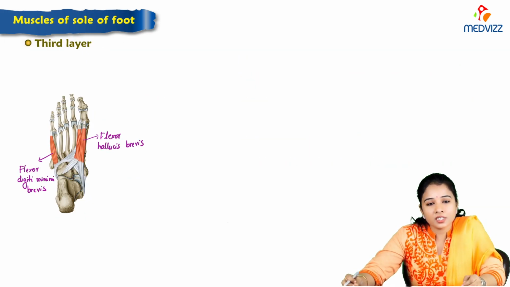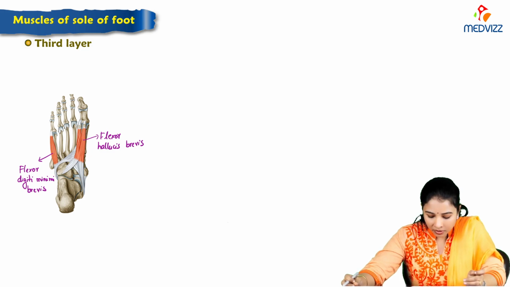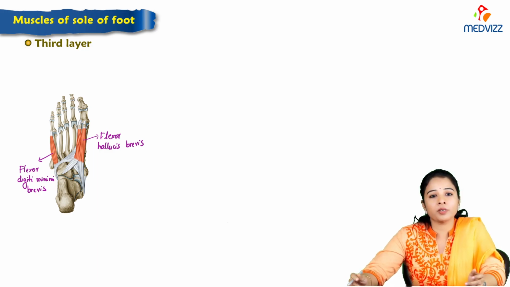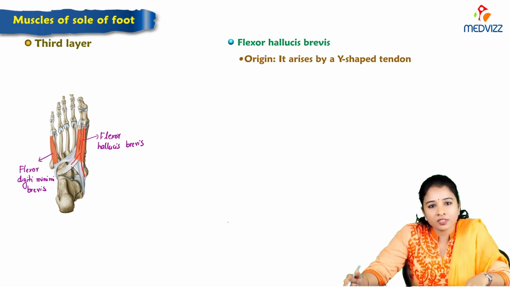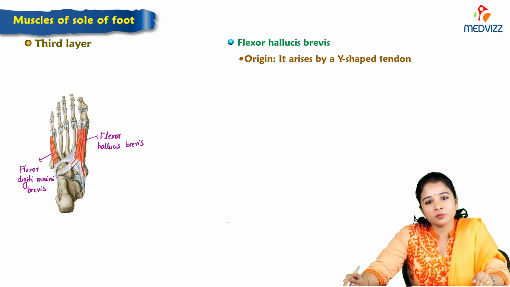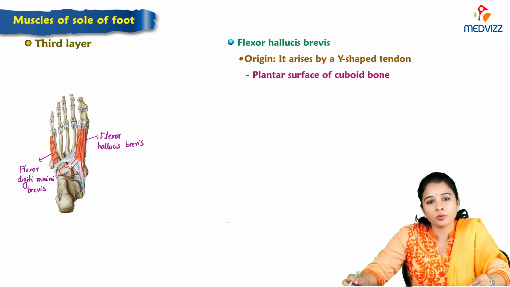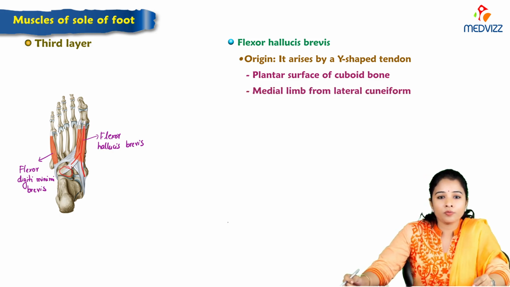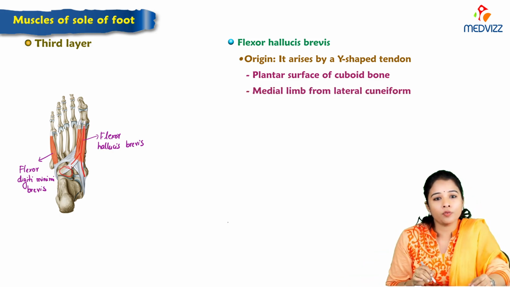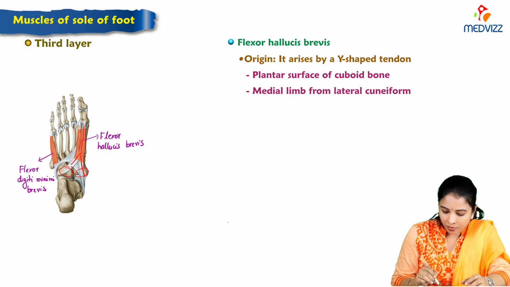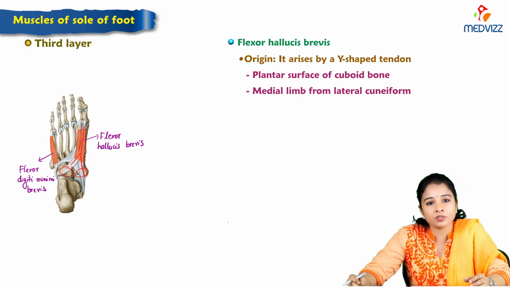So moving on to the third layer, there are 2 muscles, flexor hallucis brevis and flexor digiti minimi brevis. If you see the origin of flexor hallucis brevis, it arises by a Y-shaped tendon from the plantar surface of the cuboid bone. So it gets origin from the plantar surface of the cuboid bone and the medial limb of the lateral cuneiform bone. So the medial limb is from the lateral cuneiform bone and the lateral is from the plantar surface of the cuboid.